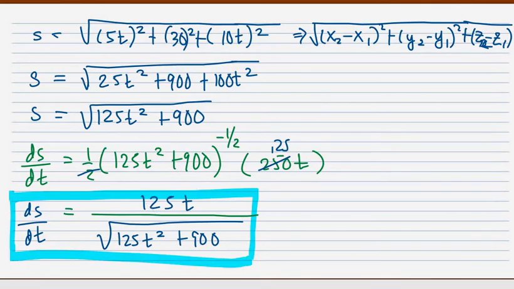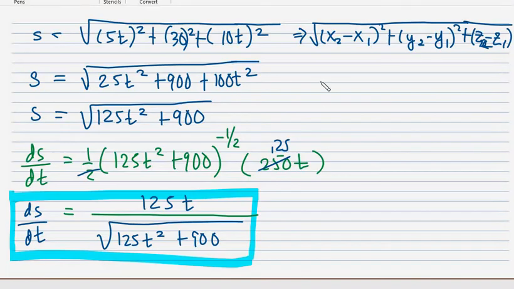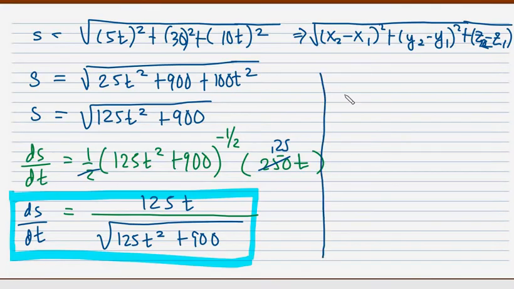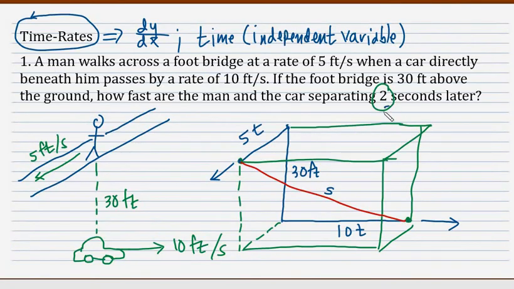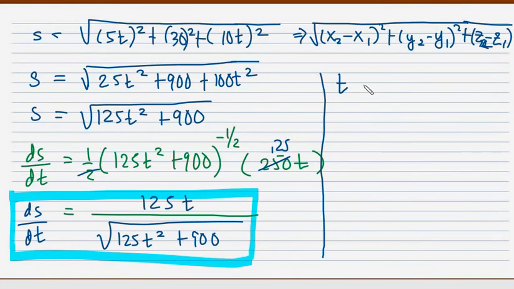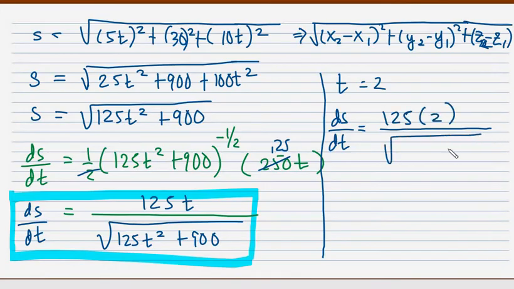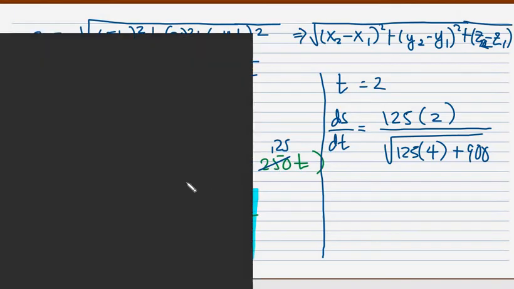In the problem, you are asked to find how fast they are separating after 2 seconds. So when t is equal to 2 seconds, the derivative of S with respect to t, which is the change of their separation, will be 125 times 2 divided by the square root of 125 times 4 plus 900. So let's go ahead and get our calculator.